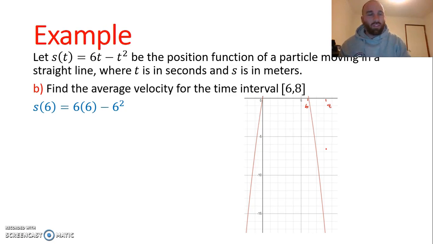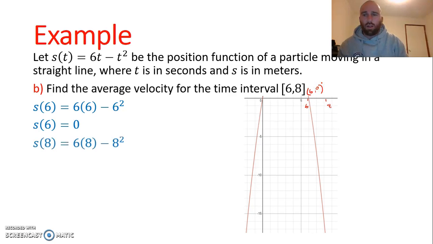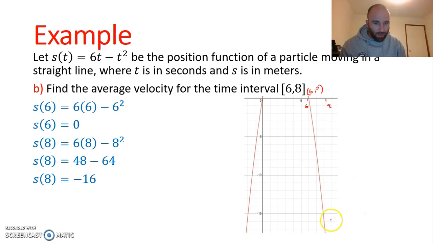When we put 6 into the formula, 6 times 6 minus 6 squared is 0, so this first coordinate will be 6, 0. Our next one is when we put an 8 into the formula, so s of 8. 6 times 8, 48, minus 8 squared, 64. So 48 minus 64 is negative 16. Somewhere down here, we get a coordinate of 8, negative 16. That's the point.